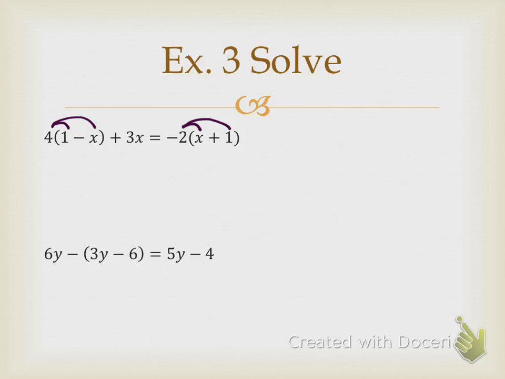So 4 times 1 is 4. 4 times -x is -4x, then plus 3x, equals -2 times x is -2x. -2 times +1 is -2. Make sure you have your signs right. If you don't have your signs right, okay, your entire problem will be off.